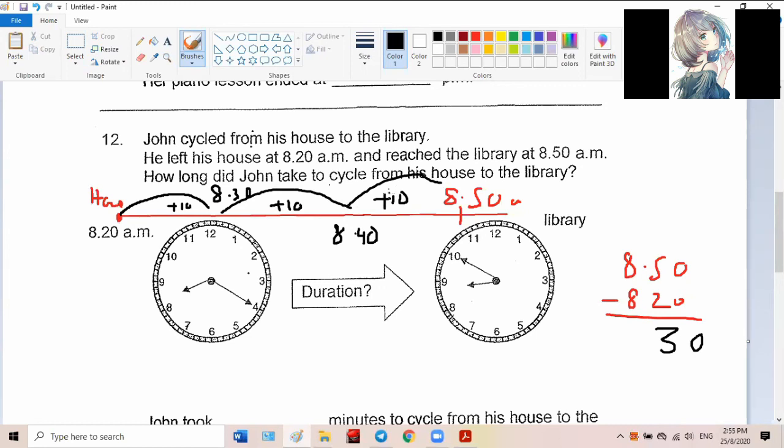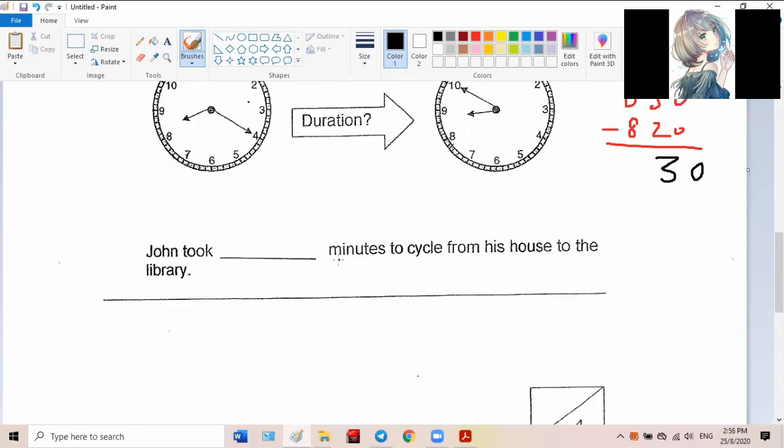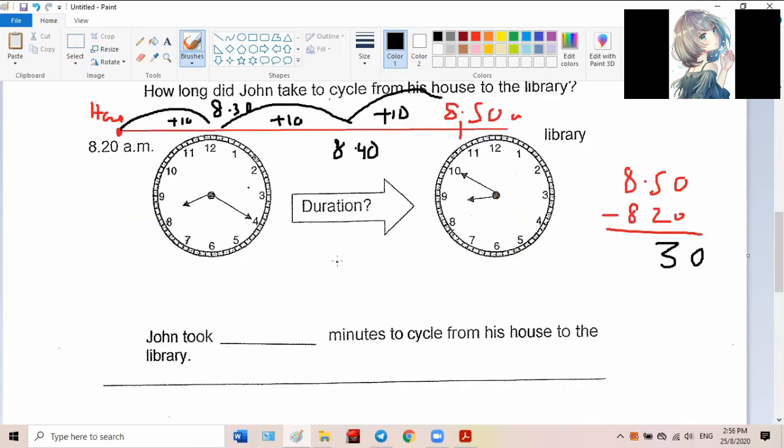You need me to do again for you? No. No, okay. You understand, okay. So John took how many minutes to cycle from his house? 30 minutes. Okay?